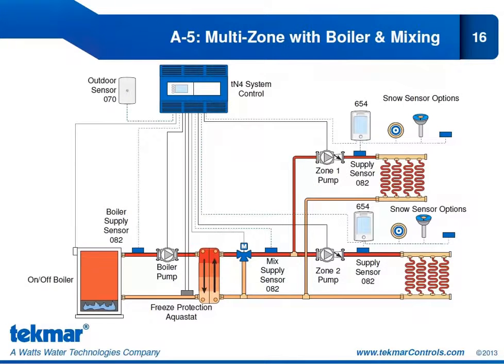And we're moving on to application 5. In this application, we have a multi-zone system with a boiler and a mixing device. So here we have 2 snow melt zones. Each snow melt zone has its own 654. And we have our 3 sensor options, the 090, 094, 095, and the slab sensor 072 or 073.